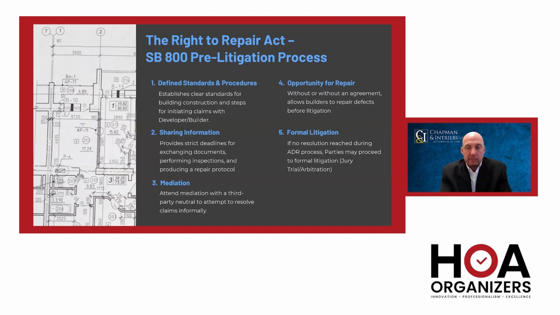So now damage is not required, and buildings must be constructed in accordance with what are called the functionality standards that are listed in the statute. SB 800 also provides a procedure designed to resolve defect claims without litigation, which includes sharing information about the claims, site inspections and testing, mediation designed to resolve the claim, and the right for a builder to implement repairs even over the objection of the homeowner. I'm going to talk about this process in detail on the subsequent slides.